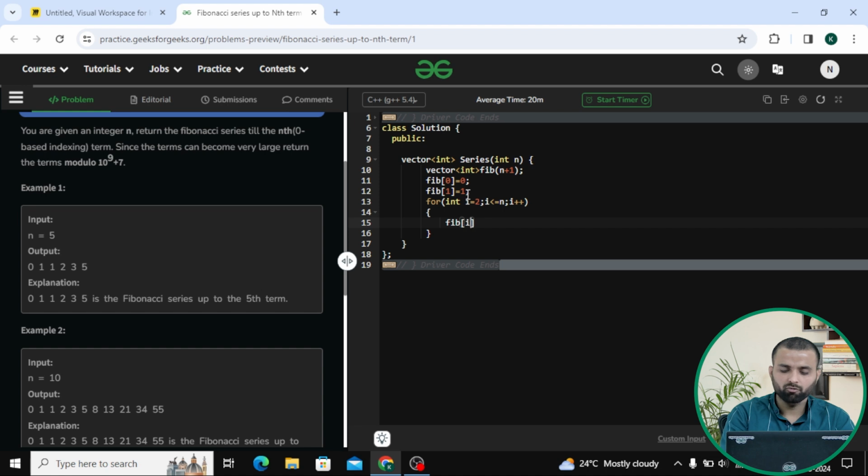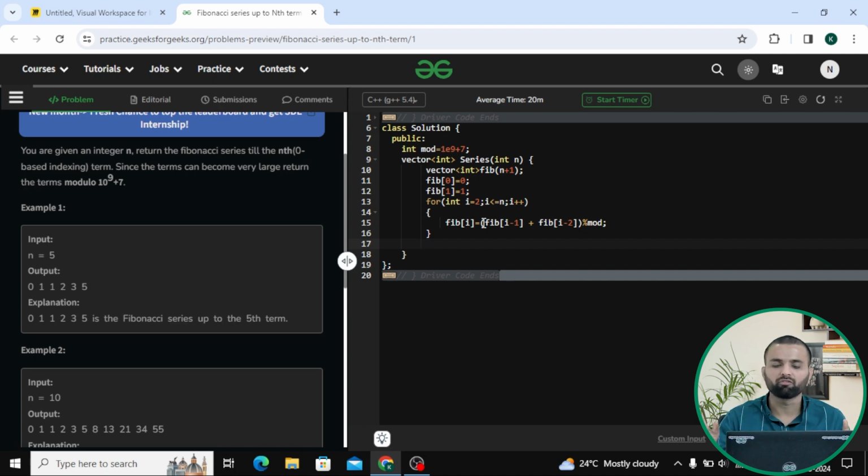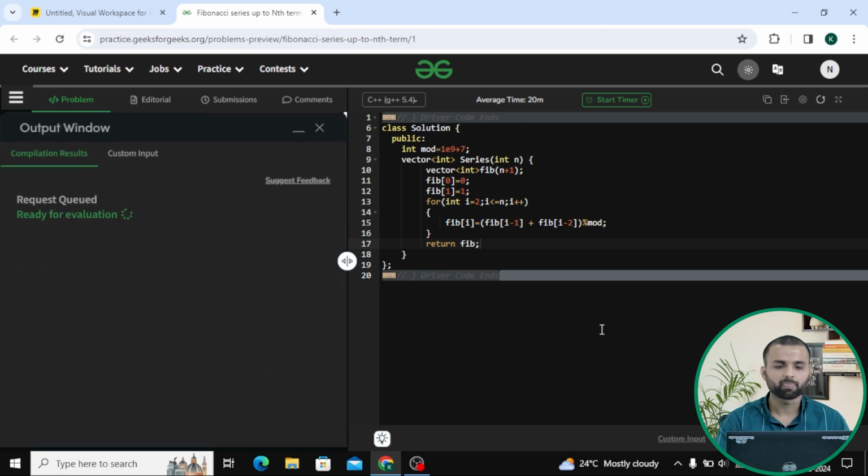Fib of any index i is equal to fib of i minus 1 plus fib of i minus 2, right? And in this question, we have to use the modulo. Let's write the modulo here, 1e9 plus 7, right? So when we add both, we have to use the modulo here. And simply we are storing all the values of Fibonacci in the fib vector, and at the end we just return that vector. So let's compile and run.